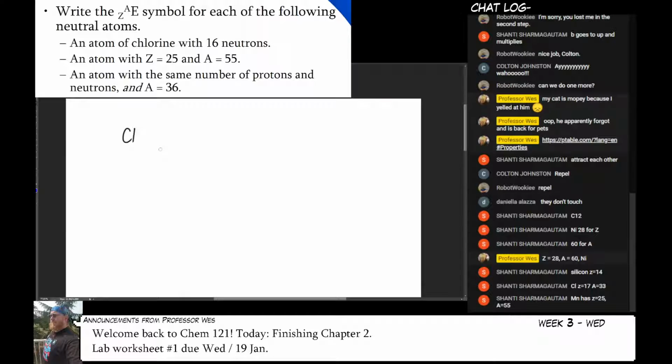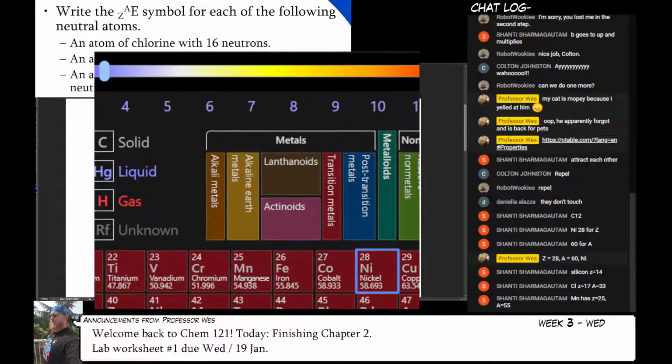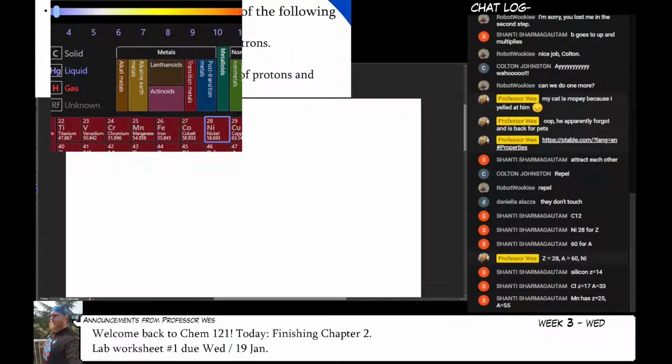And I have 16 neutrons. Well, first of all, I got to look up how many protons chlorine has. And according to the periodic table, which I have to capture again here, I have no idea how this will show up because it's a different window.